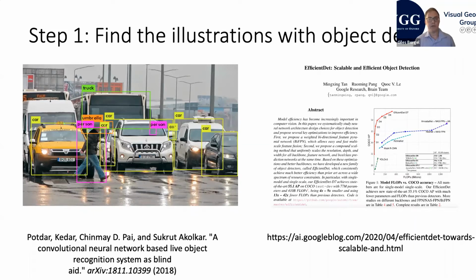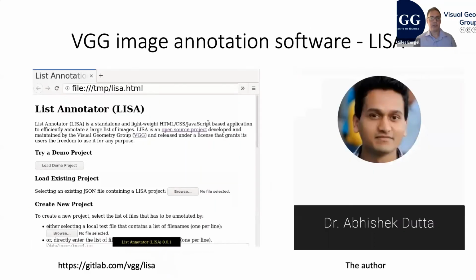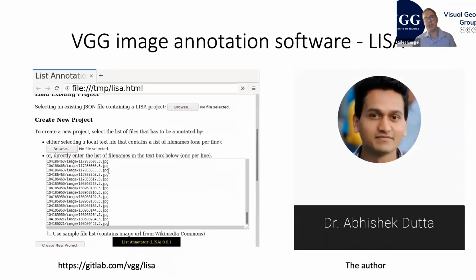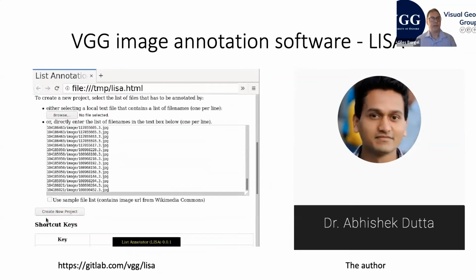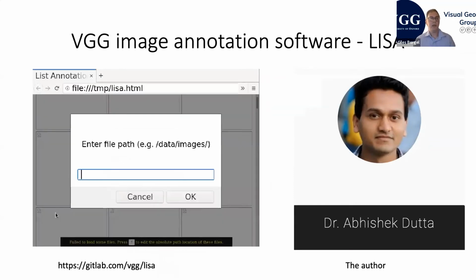And a major part of the work of machine vision is creating benchmarkable data models and data with which to do the benchmarking. Okay, so we used EfficientDet. We also used this software, VGG LISA, which stands for list annotation. And this was created for this project, but it also has other purposes, by my colleague Abhishek Dutta.